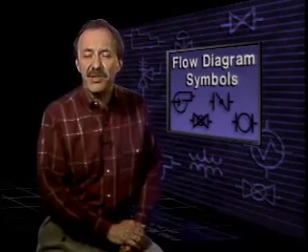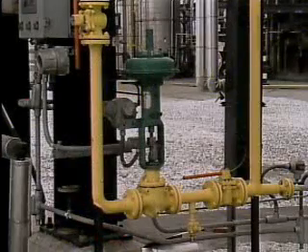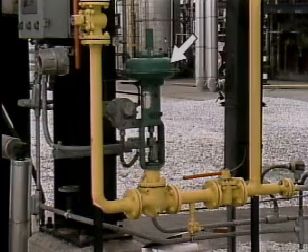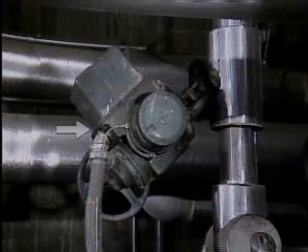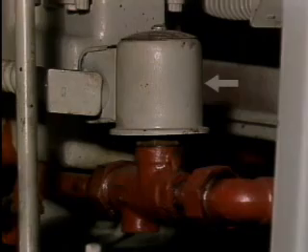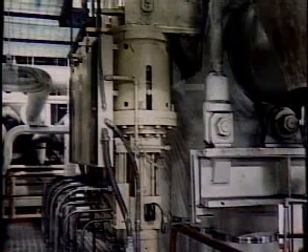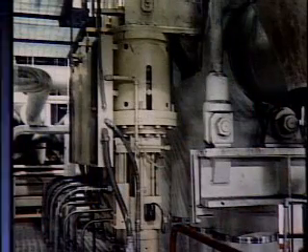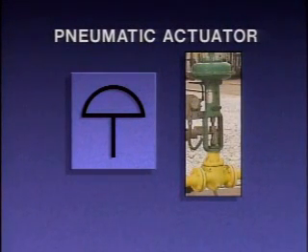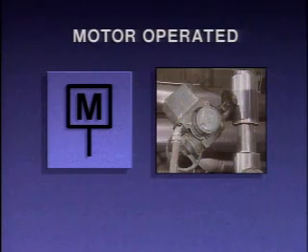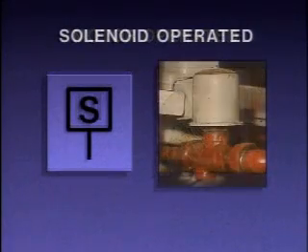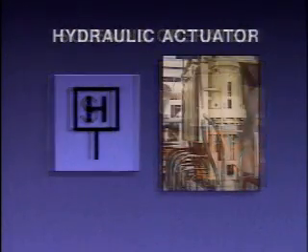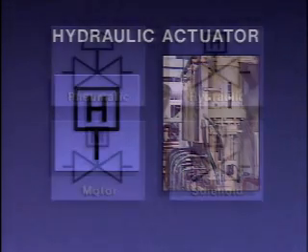Others are operated by devices called actuators. The most common actuators are pneumatic or air-operated actuators, motor-operated actuators, solenoid-operated actuators, and hydraulic actuators. The symbol for a pneumatic actuator resembles the side view of an actuator. The other symbols consist of a box containing a letter designation. Some common designations are M for motor, S for solenoid, and H for hydraulic.